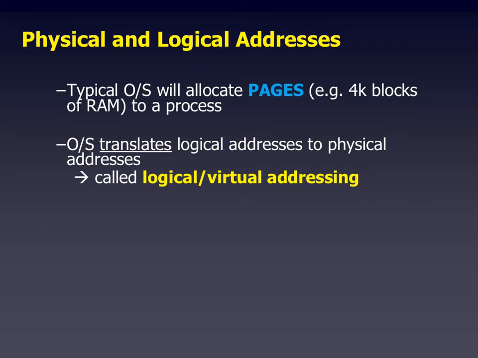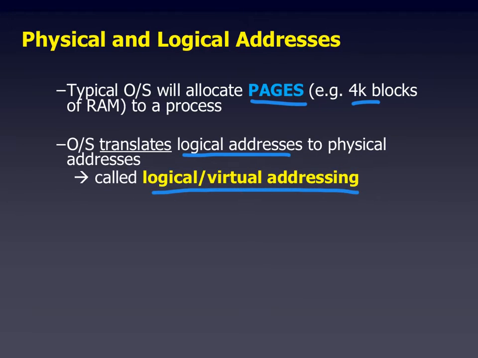Typically, most operating systems, because they have to manage this memory, will allocate what we call a page of memory to a process. And this page typically is 4K, 4 kilobytes, but it's often larger. Some operating systems allocate up to 2 gig pages. You have to have a lot of memory to work on that one. 4K seems to be the typical average of Windows systems and Linux systems. The operating system says, my process wants a logical address at a certain spot. It'll translate it, and that's called logical to virtual addressing.